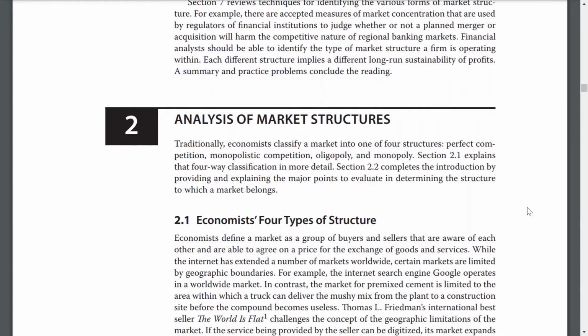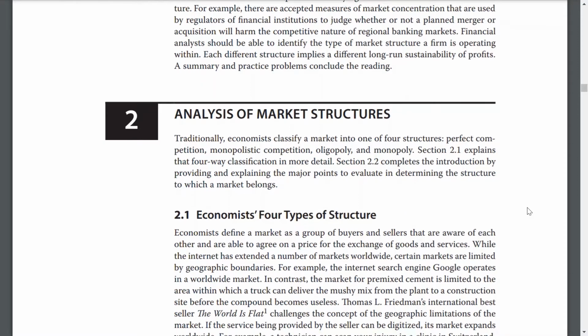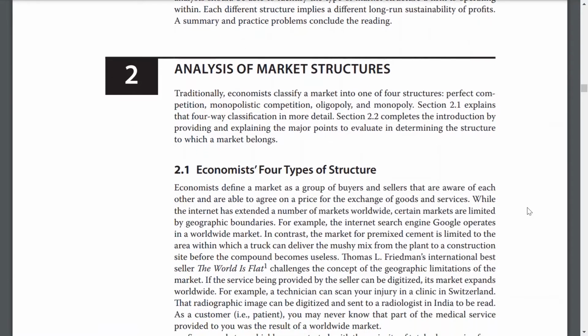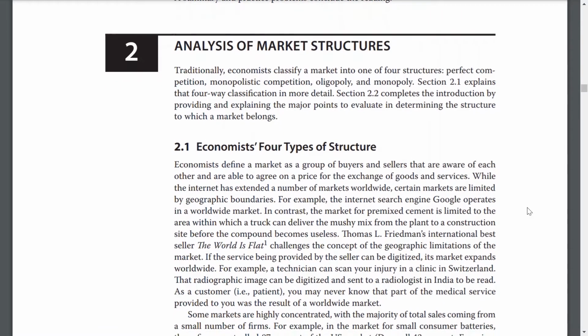Part 2, analysis of market structures. Traditionally, economists classify a market into four structures: perfect competition, monopolistic competition, oligopoly, and monopoly. Section 2.1 explains the four-way classification in more detail. Section 2.2 completes the introduction by providing examples of major points to evaluate in determining the structure to which a market belongs.